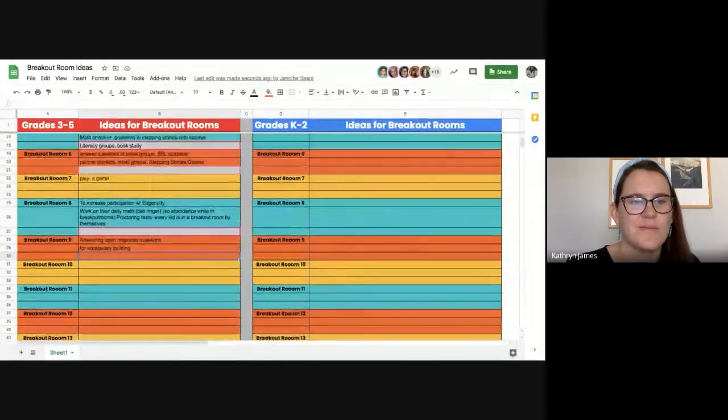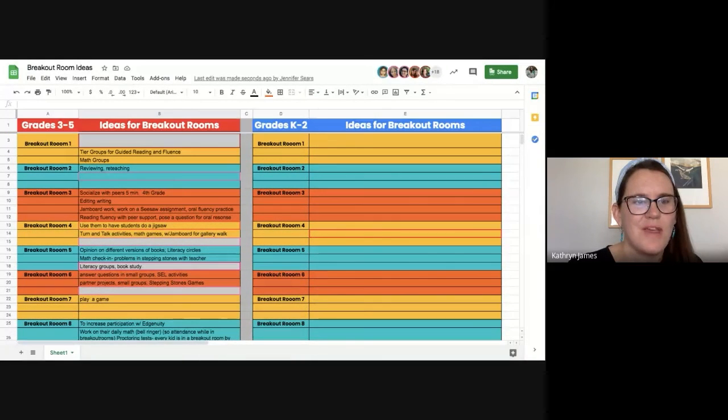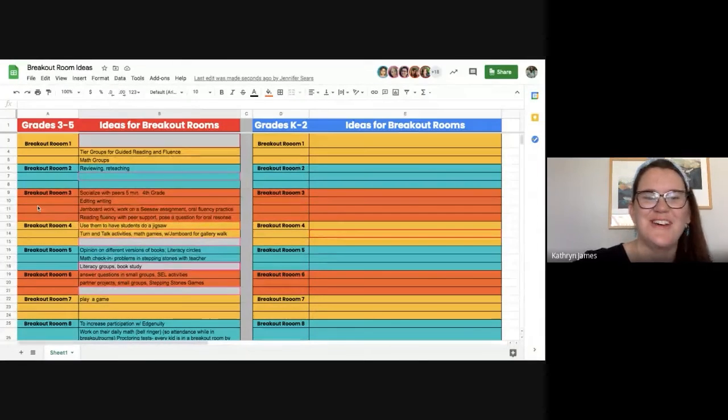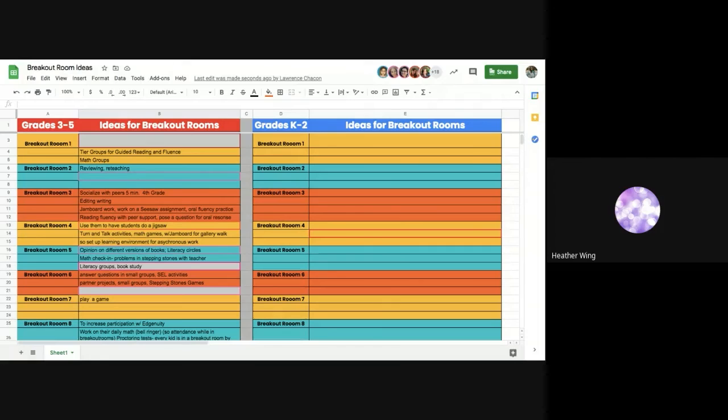Oh, we only had 12 groups, so I'll stop right there. Can I get somebody from Breakout Room 3 to share their favorite idea? Because they added another row. Someone in group 3, my favorite idea. One of the things that somebody talked about was editing writing, kids going in and presenting and editing their writing together. Oh, I love that idea.